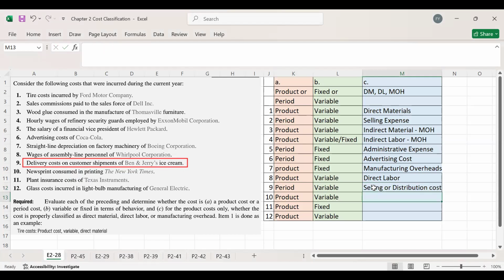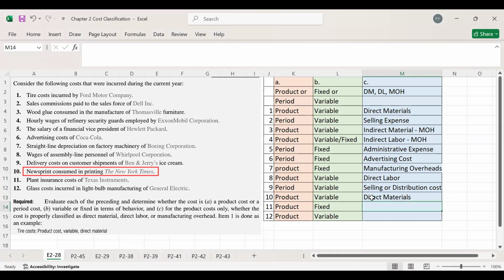The next one is the newsprint used or consumed in printing of a newspaper. So this is the main part, because without newsprint you cannot print a newspaper. So this is the product cost, and obviously this is direct material.